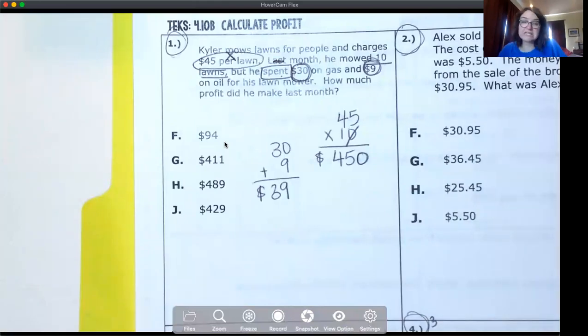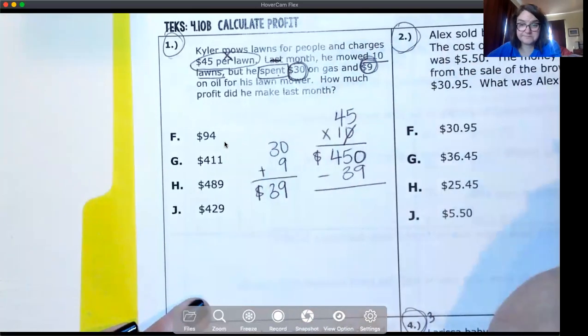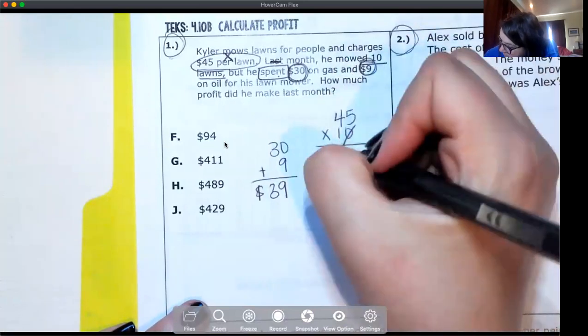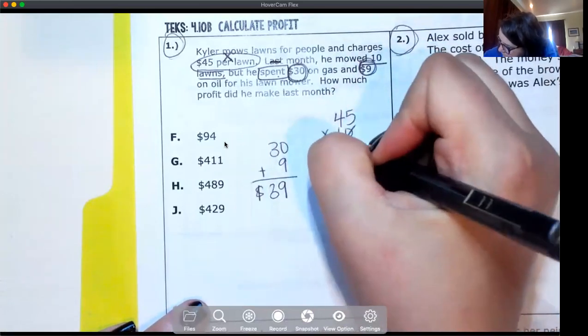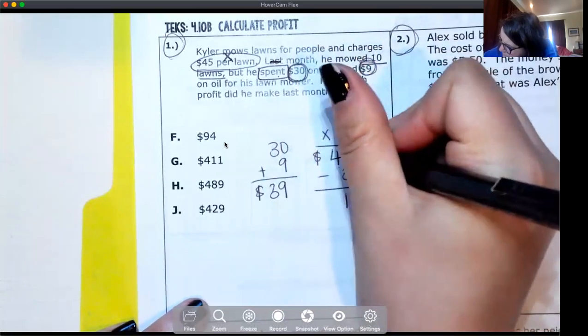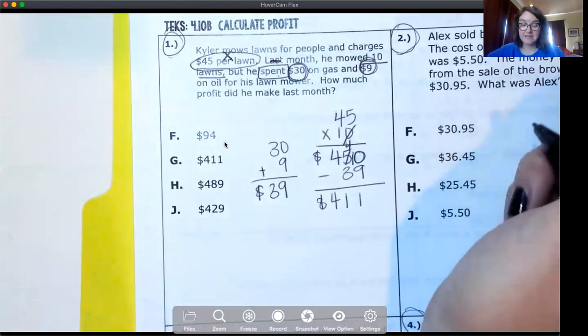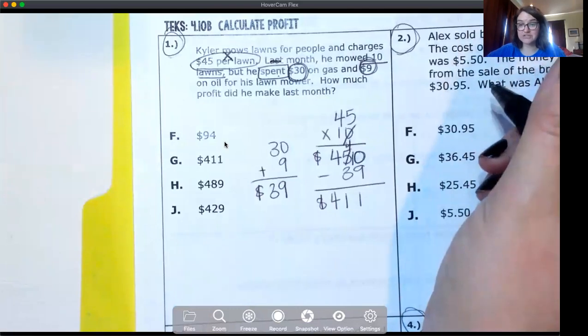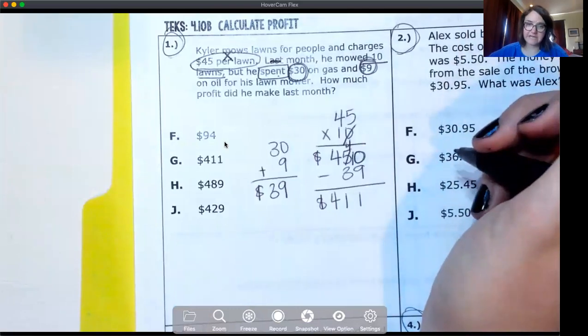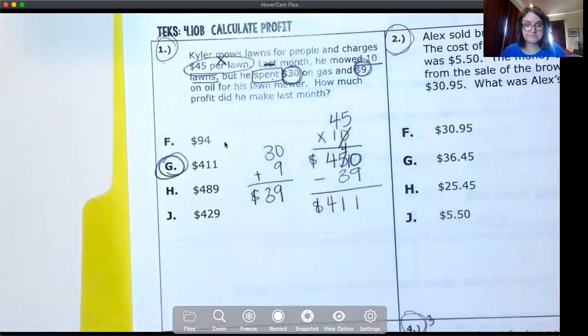So now we're just going to take that $39 out of the $450 that he made by subtracting. I'm going to go borrow. So Kyler actually made $411 after he spent that money on this stuff that he needed. His profit was $411.